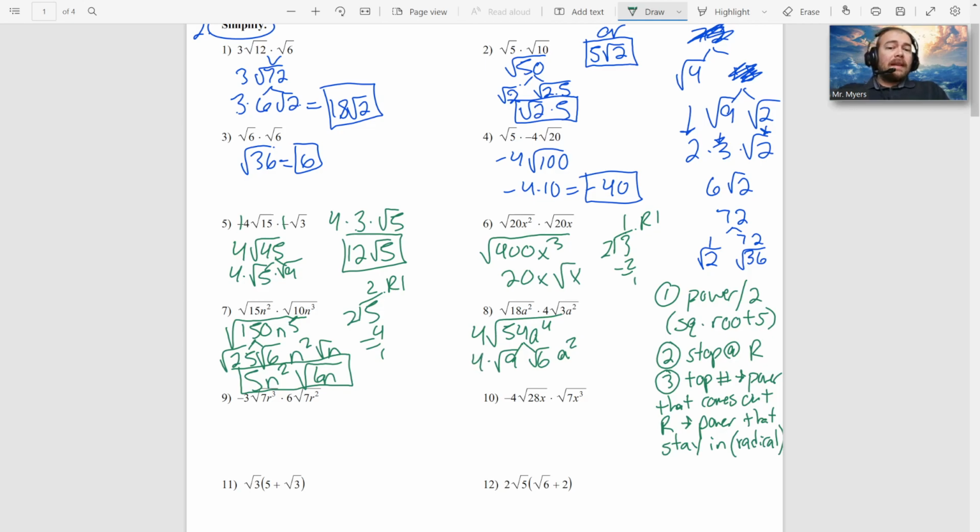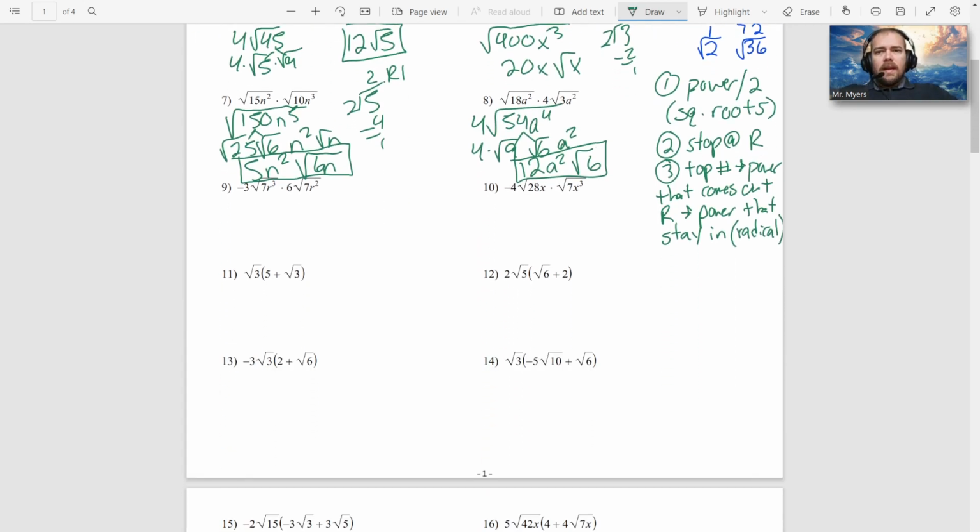Okay, and then the square root of 9 is 3. I'm running out of space here, so I have to start to speed up a little bit. And I usually speed up a little bit as we go along anyways. But we'd have 4 times 3 is 12, and I have 12a squared square root of 6. 12a squared times the square root of 6.